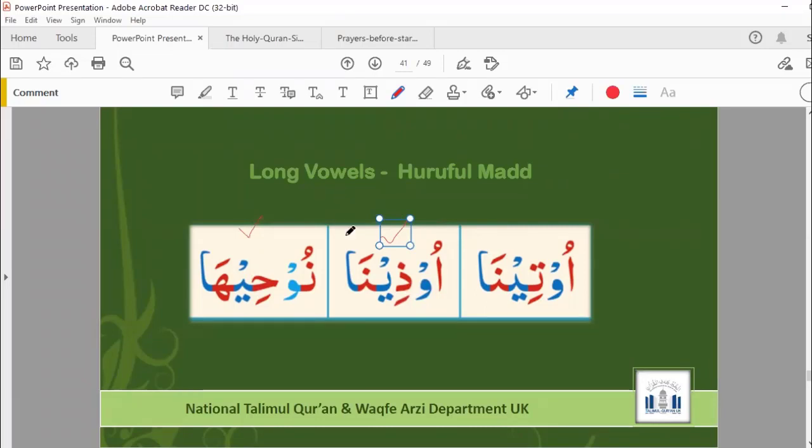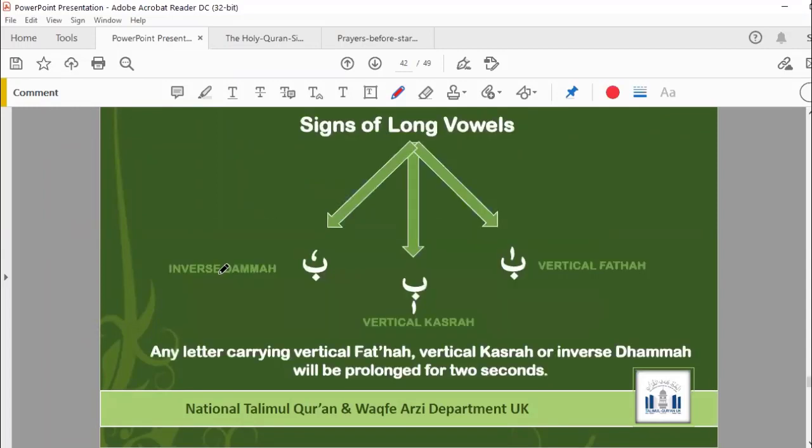Buhiha. Nuhiha. Brilliant. Thank you. Okay. Now, what are these? Why are these the same long vowels?